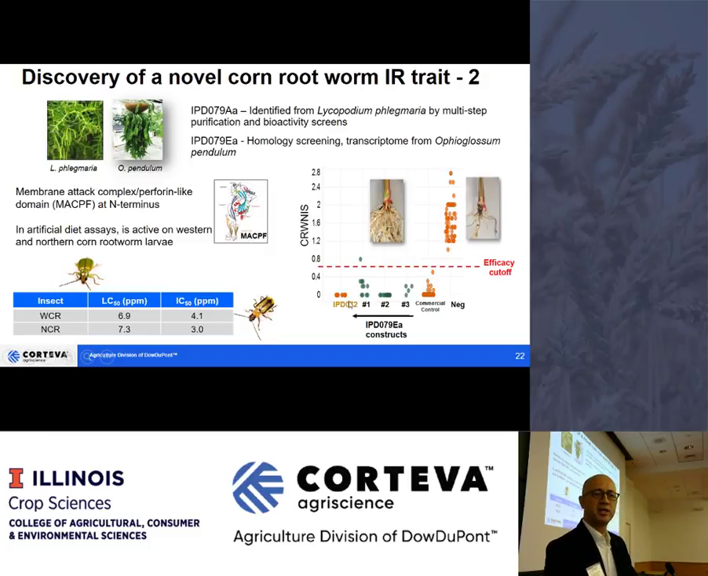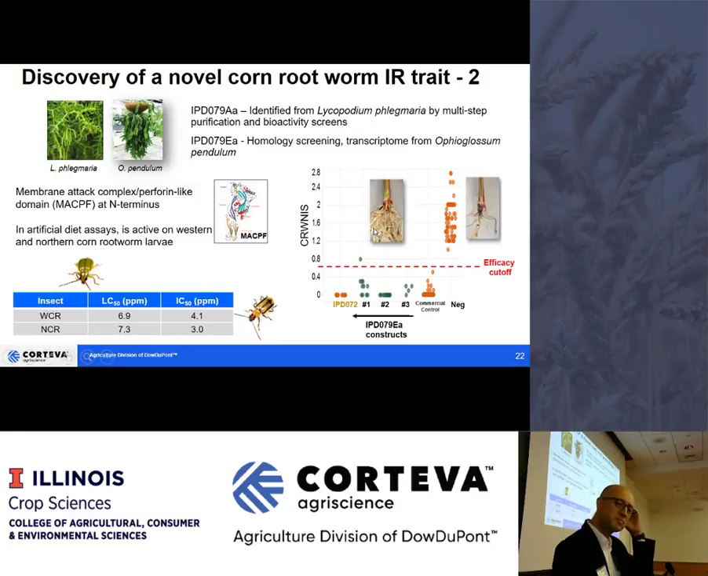And here in this graph, this is IPD72, the one that I presented in the previous slide, against the same corn rootworm. You see the level of injury here is very low. The same thing happens for these 3 events that you see here that are derived from the fern. And this is the commercial check. This is all in the susceptible corn rootworms. And you see how the negative control has a high level of injury.